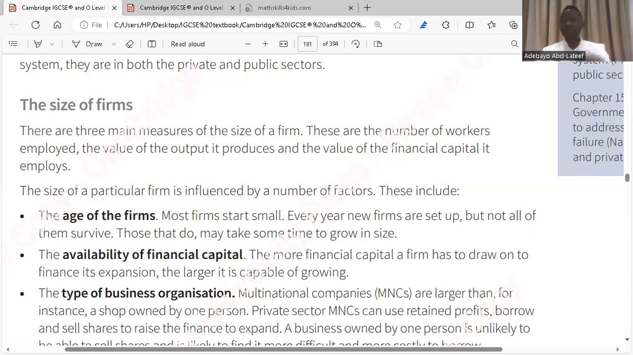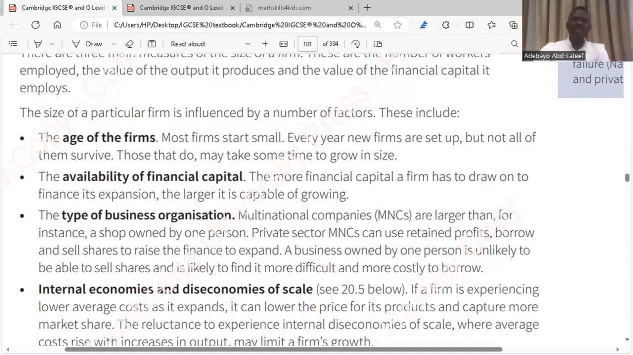So every year new firms will start up, but not all those new firms that start up will survive that year. Those that were able to survive will continue to grow as the years go by. That means we can measure the size of the firm based on its age, the years of operation. The second one, the availability of financial capital.